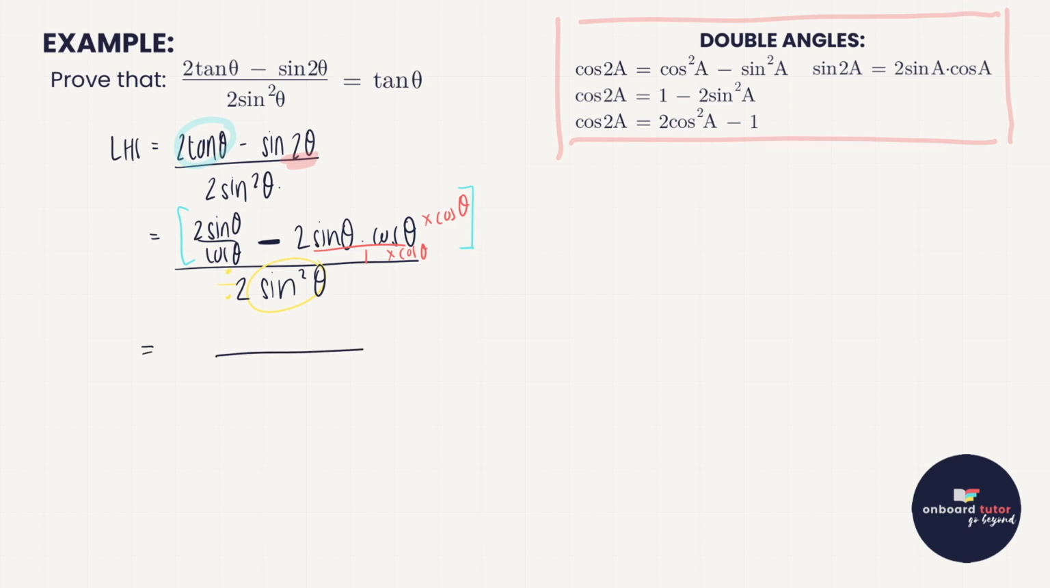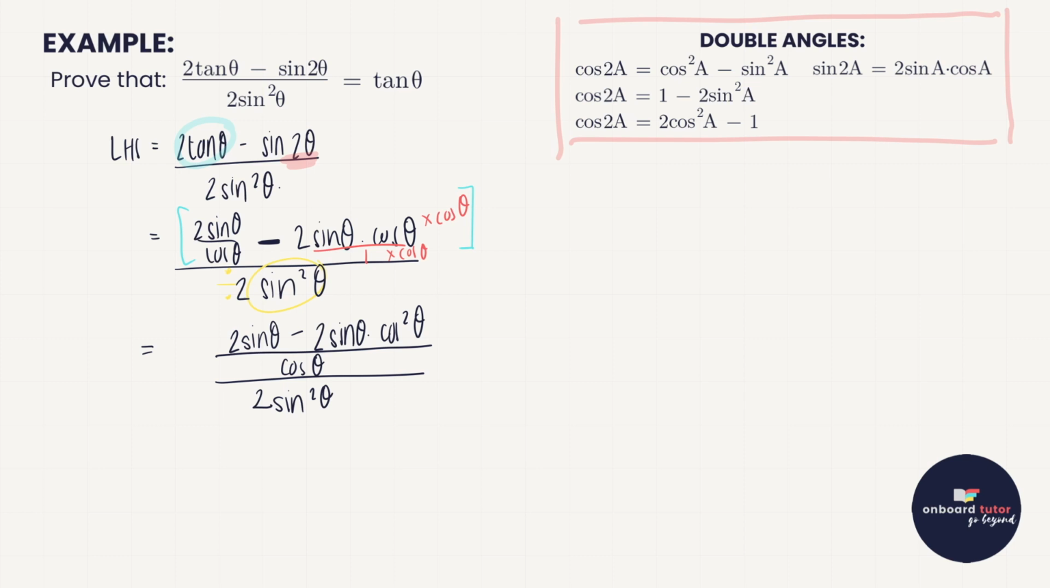So over cos theta here in our numerator, that's going to be the denominator of the numerator. This is what happens when you get fractions on fractions. We're going to have 2 sine theta minus 2 sine theta cos squared theta, and all of that is being divided by sine squared theta.